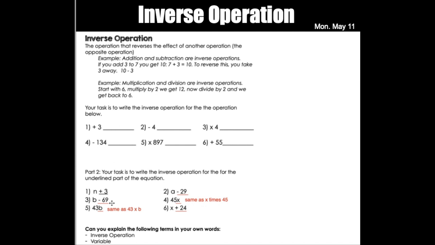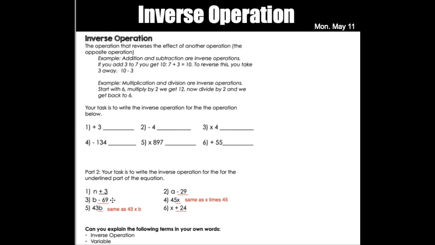Part 2, your task is to write the inverse operation for the underlined part of the equation. Now, if you have a printed package, you are going to notice that the operation is not underlined. So if you are unsure, you will have to just look at the one that is on the website and you can underline part 2, or you can just do it without it being underlined. So what is the opposite of plus 3? So you are going to write minus 3.